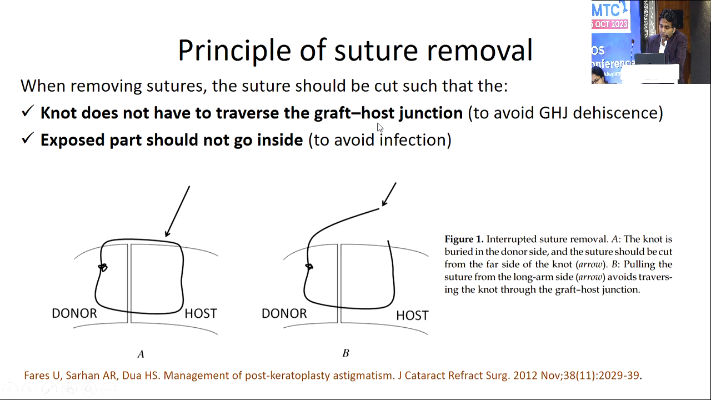So in this picture, if you see, the knot is on the donor side and this is the host part. So this is the knot. If you want this knot not to cross the graft-host junction, it has to come out from here. And the second principle is that the exposed part should not go inside. So if you want the exposed part not to go inside, you have to cut it here, and pull it straight. This way the exposed part will not go inside and the knot will not cross the graft-host junction.